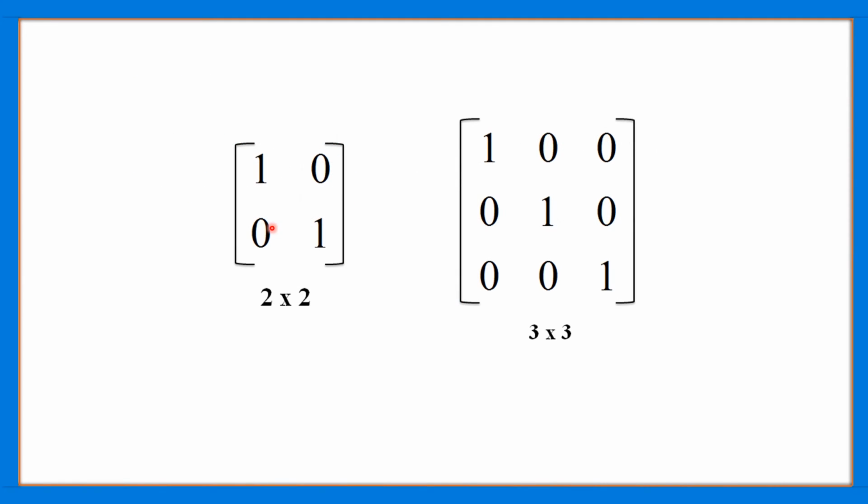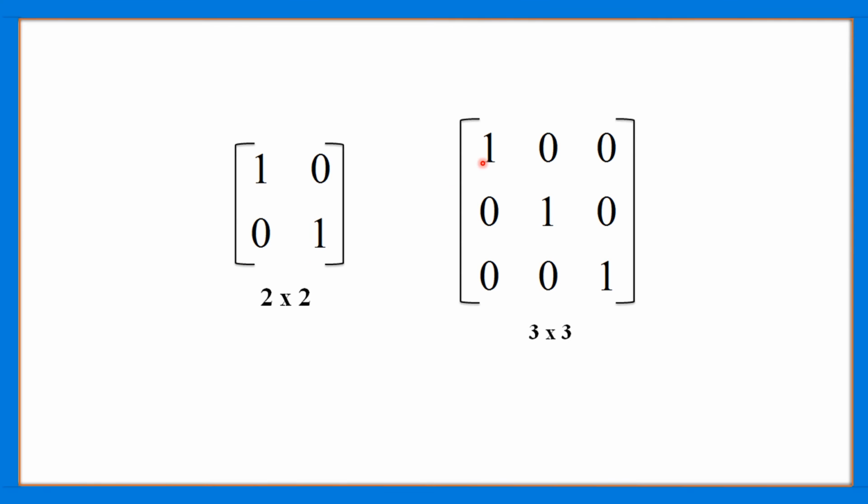Okay. The first matrix, let it be A. So the matrix A is equal to 1 0 0 1. Is it an identity matrix or a unit matrix? Yes, it is an identity matrix, since the leading diagonal elements are 1 and the others are 0. Therefore it is an identity matrix, and it is of order 2 cross 2 since there are 2 rows and 2 columns.